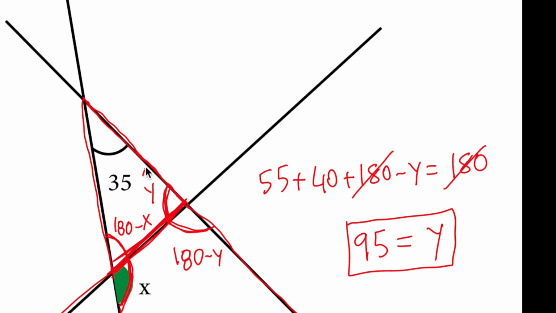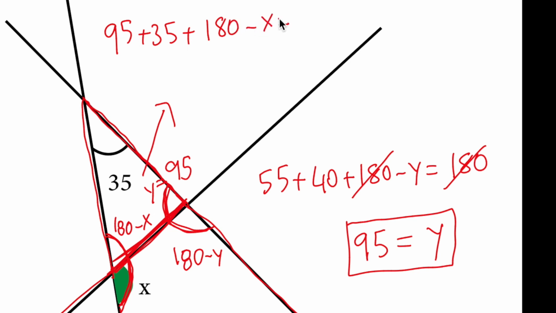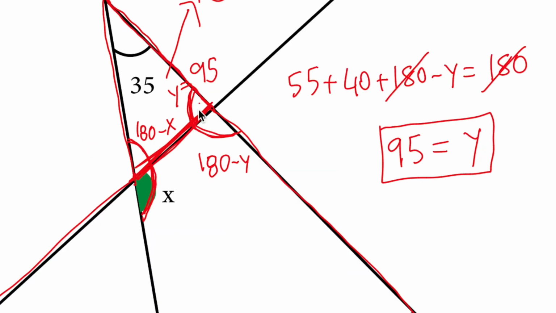Therefore, I can draw another equation here. So I know y equals 95. So 95 plus 35 plus 180 minus x equals 180. So this 180 cancels, and we can add x to both sides, and then x will be equal to 130 degrees. So x equals, in this x right here, 130 degrees.